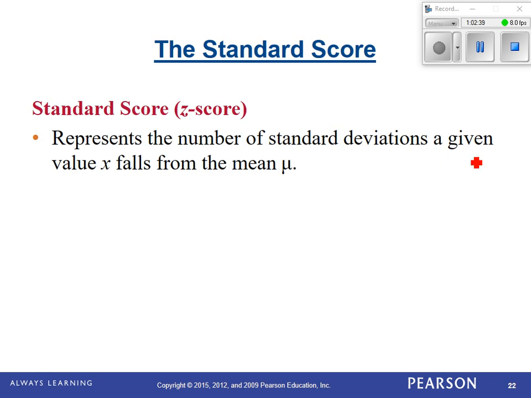A standard score, this is probably the most important thing of the day. A Z-score. A Z-score is a standard score, which represents the number of standard deviations a given value falls from the mean. And I put mu in here, that could also be X bar, depending on if we're dealing with a population or a sample.